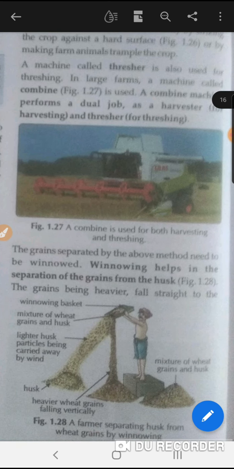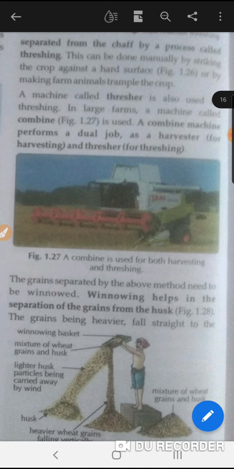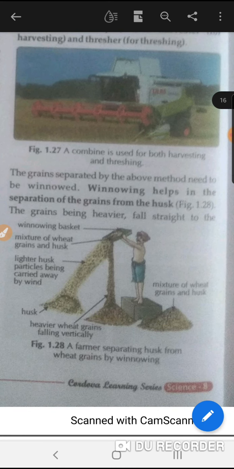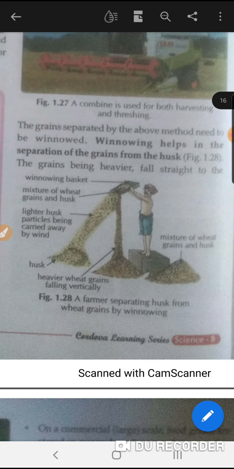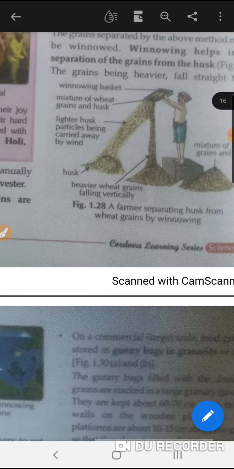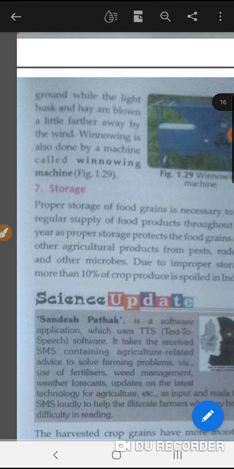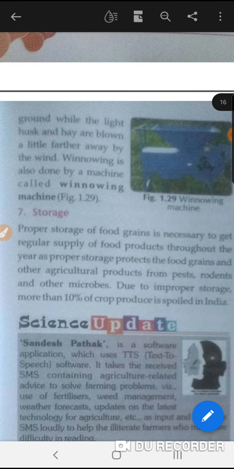Fine. Nowadays, a combined machine is used to perform the dual job of harvester and thresher. After that, winnowing is done. Winnowing helps in the separation of the grains from the husk. Clear? The heavier wheat grains fall vertically and the husk is removed by the pressure of air. Winnowing can also be done by a winnowing machine.